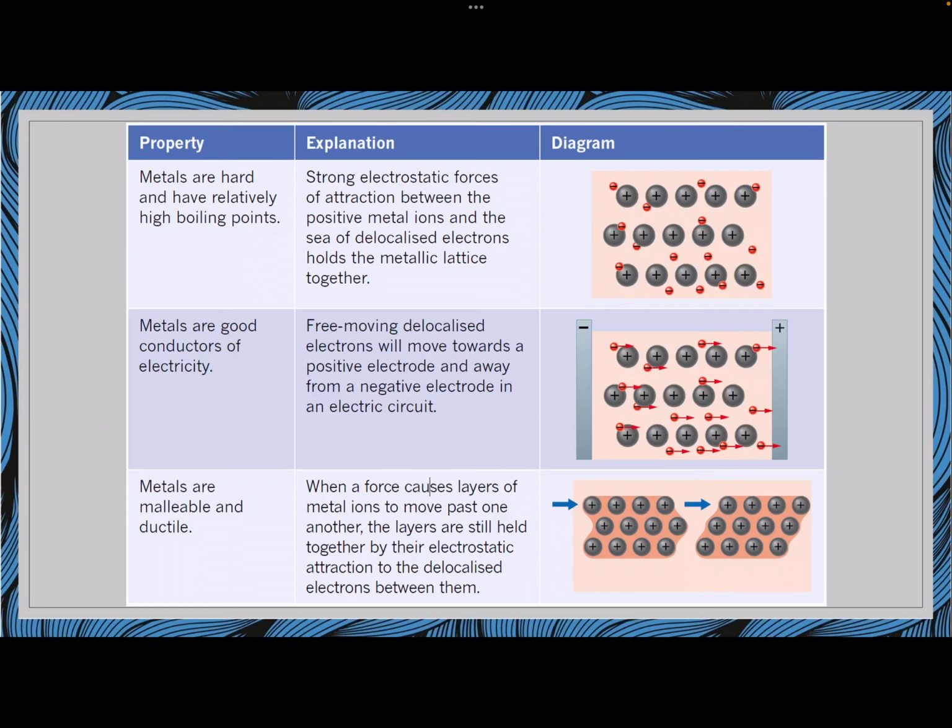Metals are good conductors. As I was saying before, because of this delocalized sea of electrons, if you take some electrons out of one end, then electrons will flow into the spots, and then they'll flow in the other end. So it allows that conduction of electricity.